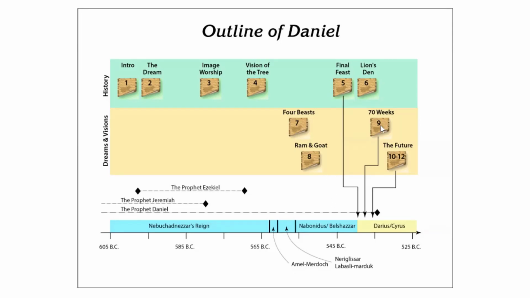When we get to chapter 9, we'll be in the next kingdom after Babylon, the Medes and Persians, which is down here in yellow on the timeline. And that is Daniel's prayer chapter, where it talks about the 70 weeks. So this is where we're at on the timeline, and that will help us keep track of what events happen when.